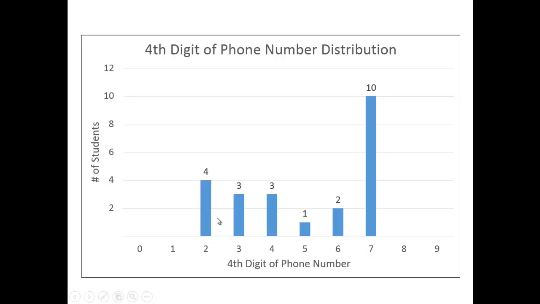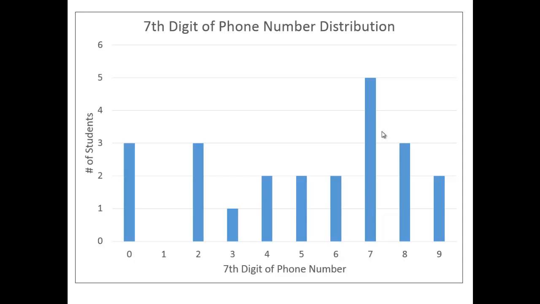So in any case, we had 4 students whose 4th digit of their number was a 2. We had a whole bunch of 7s. 10 with the 7th. That seems awfully high here. So maybe it makes me suspect something's going on that makes that 4th digit a 7 more often than not for students in this section for whatever reason.